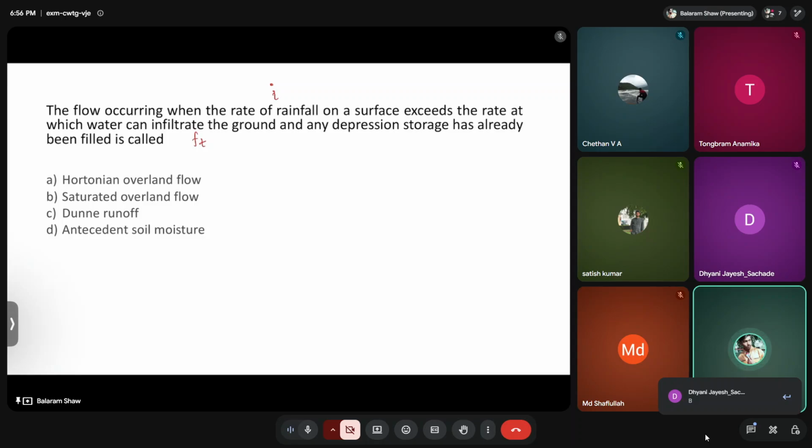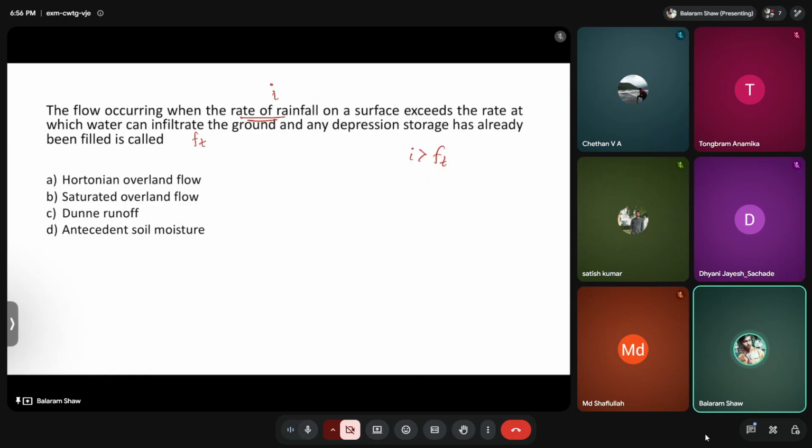B, that is saturated overland flow. Okay. For saturated overland flow, firstly, the soil should be saturated. Here we are only saying that the rate of rainfall is exceeding the infiltration rate. However, we are not saying the soil is saturated. So in that case, firstly, what will happen? The rainfall will infiltrate into the ground.